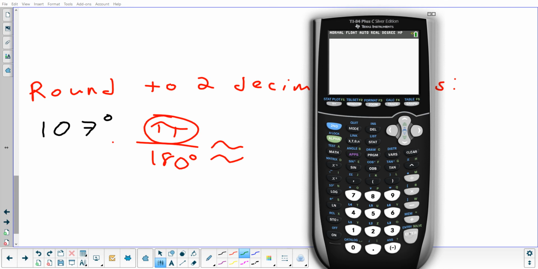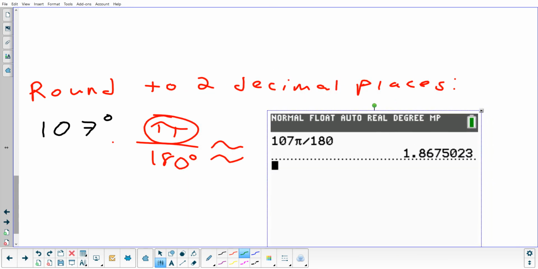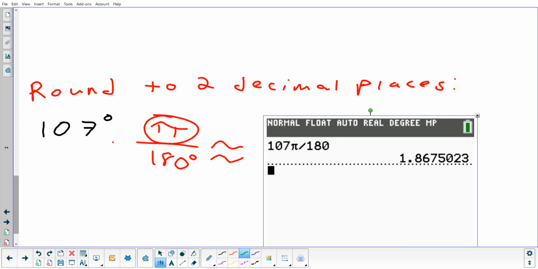All right, so that's what I typed in. And I get approximately, if we round that to 2 decimal places, 1.87, no label. We know it's radians. If it wasn't, it would have a little degree symbol on it. Okay. So any questions on converting that way? Degree to radian.